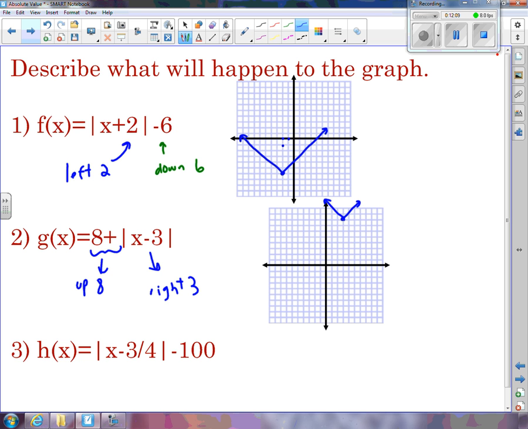Now we're not going to draw this last graph, but I just wanted you to think about what would happen with this equation. So this minus 3/4 would move the graph to the right 3/4. And this minus 100 would move the graph down 100. We'll do some more practice with those tomorrow.